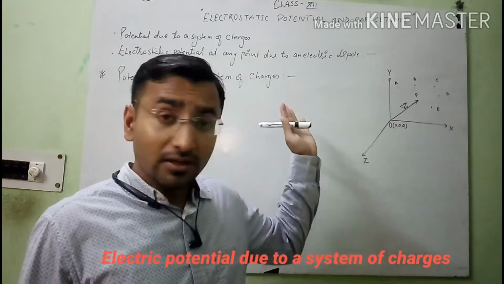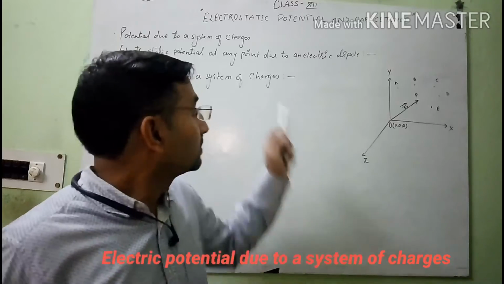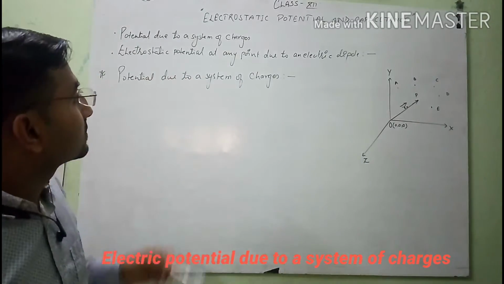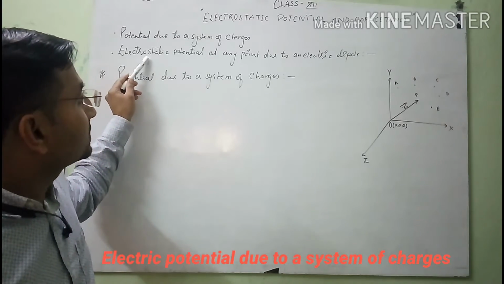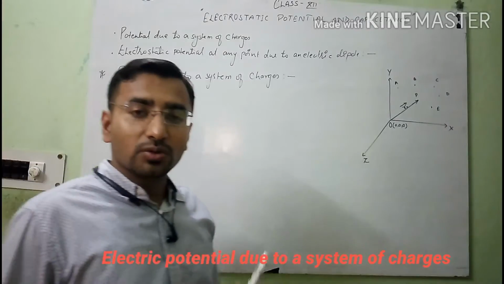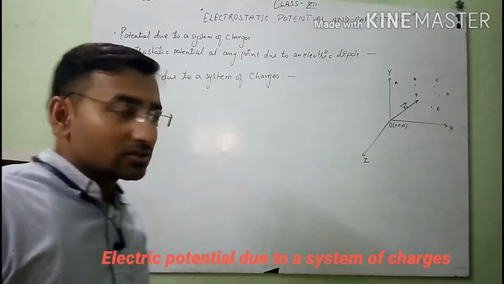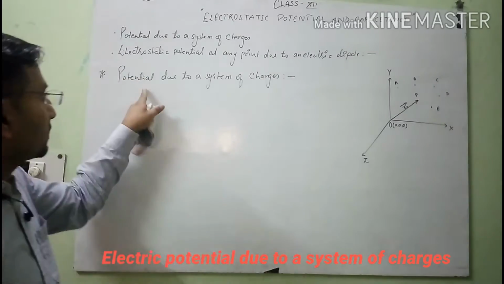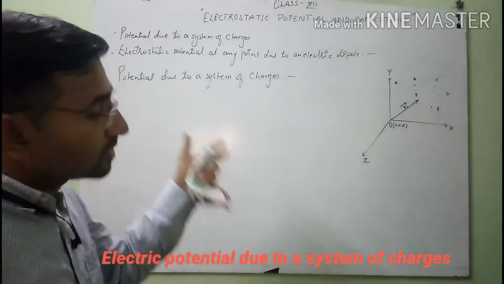So today we will discuss two topics in this video: potential due to a system of charges, and the derivation for the electric potential at any point due to an electric dipole. Here I will start this video. We will talk about the potential due to a system of charges.